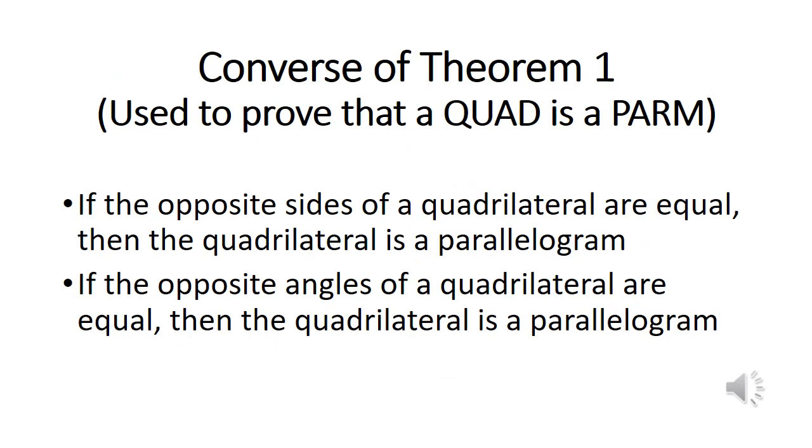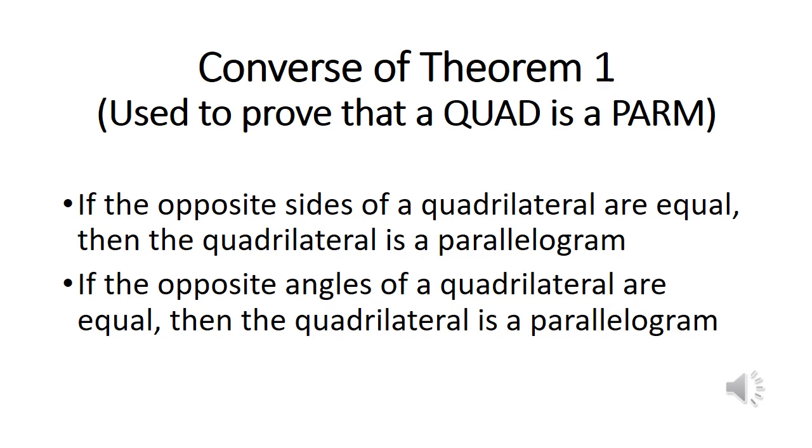The next thing that we are going to learn is the converse of Theorem 1. So we use this when they give us a quadrilateral and they ask us to prove that the quadrilateral is a parallelogram. So for example, they would say to you that ABCD is a quadrilateral. They would give you some information about the quadrilateral, and then they would say to you, prove that ABCD is a parallelogram. And there are two ways that we can do this.